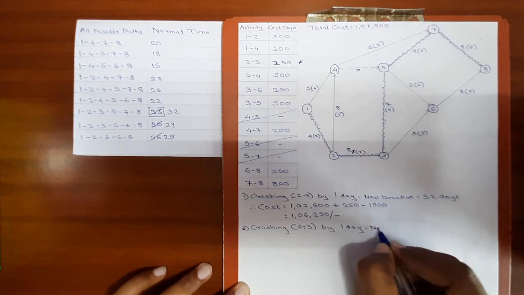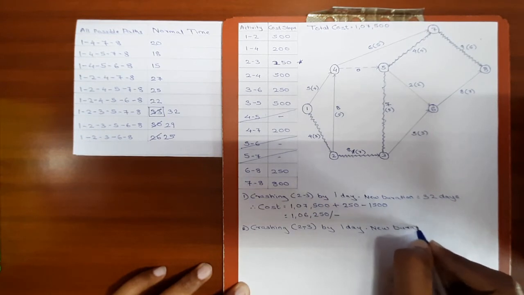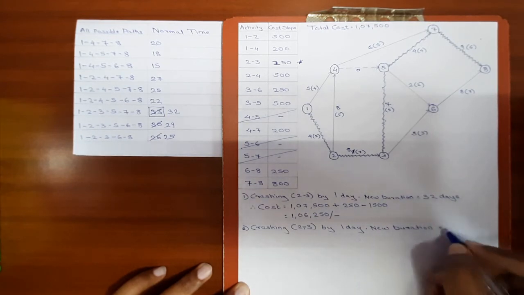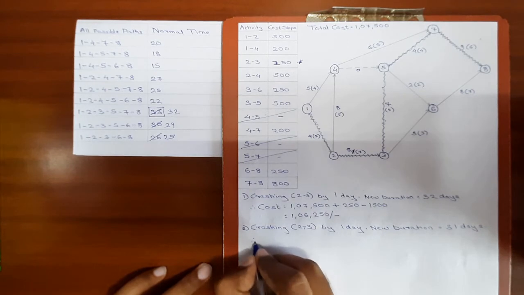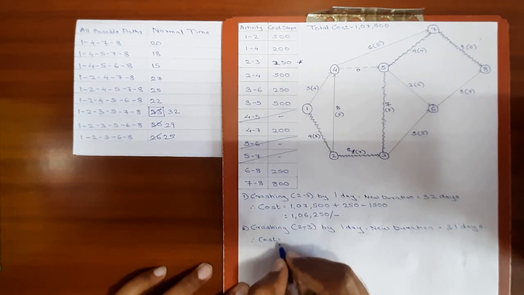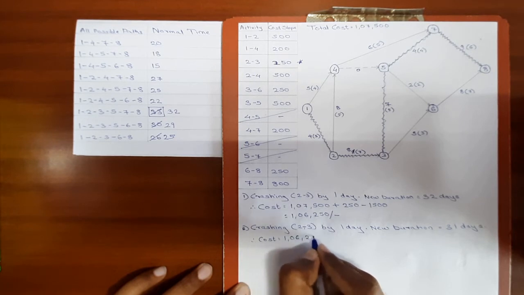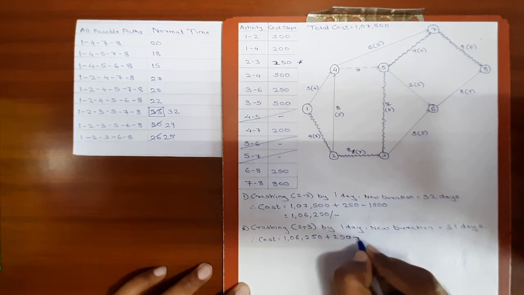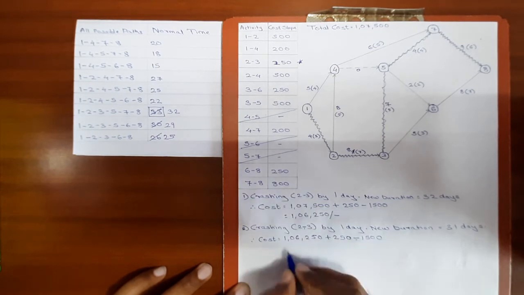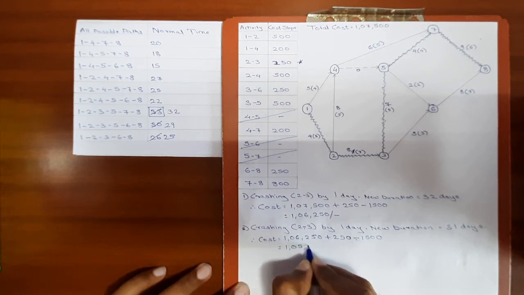Again the new duration will be 31 days. The corresponding cost will be the new cost: 1,06,250 plus the cost slope, which is 250, minus indirect activity of 1 day. So the answer is 1,05,000.